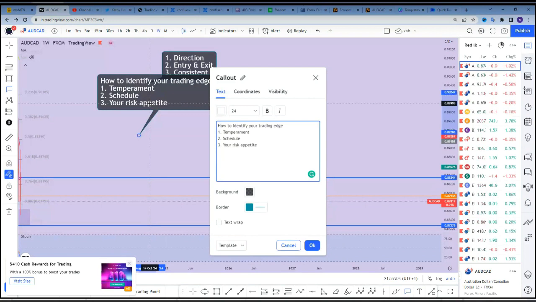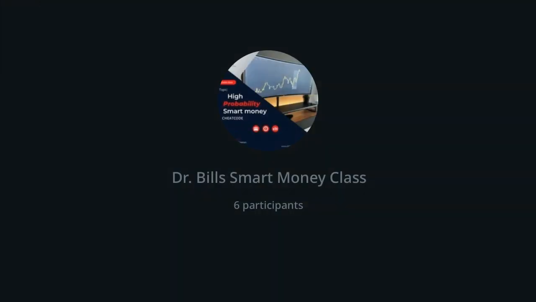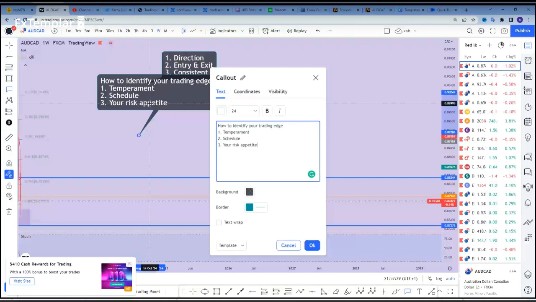Now, one of the reasons why you guys on this call right now may have difficulty getting Dr. Bill's kind of results is because you don't have his kind of risk appetite. And because you don't have that kind of risk appetite, your results will definitely be different. Definitely.